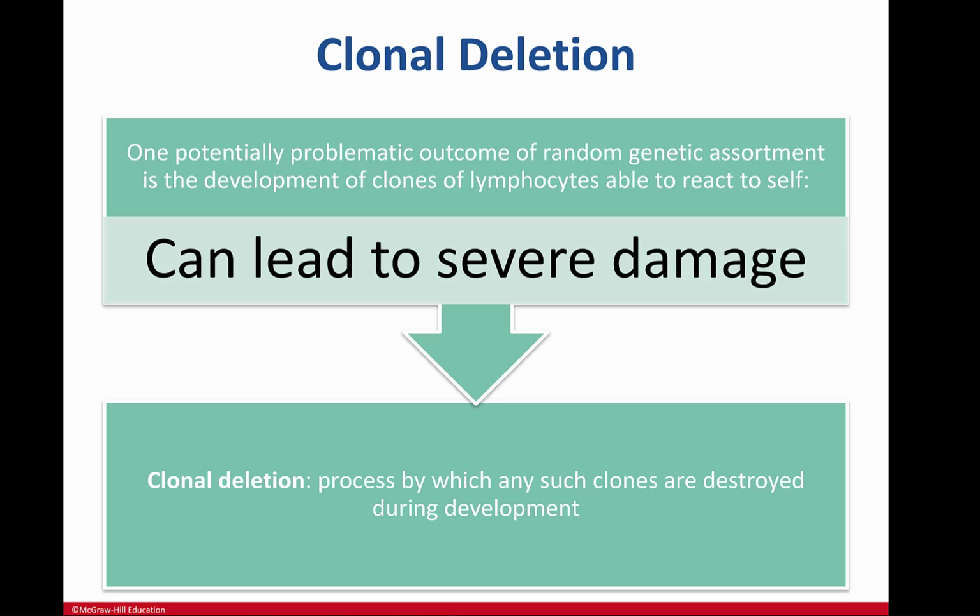One potentially problematic outcome of random genetic assortment is the development of clones that can react to our own tissues. This can happen, and it's why some people suffer from various types of autoimmune diseases, because part of the system that does the clonal deletion is not working properly, and then they suffer from various joint damage, all sorts of various things, and type 2 diabetes or type 1 or whatever. And it's usually due to autoimmune type of issues.